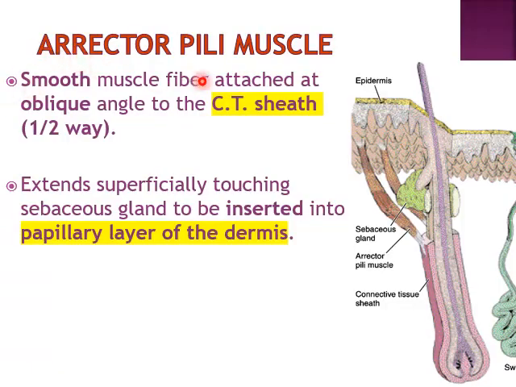Erector pili muscle is a smooth muscle. It arises from the dermal papillae and has an oblique course to be inserted in the connective tissue sheath midway of its length, and passing or touching the sebaceous gland.